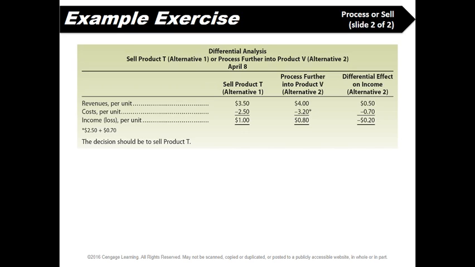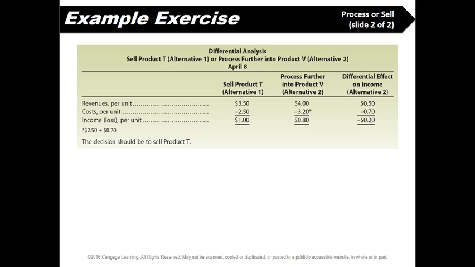We would have income from T of $1 per unit and income from V of 80 cents per unit. Therefore, differentially, if we were to continue to process, we would have a 20 cents per unit loss by bringing it all the way to product V.